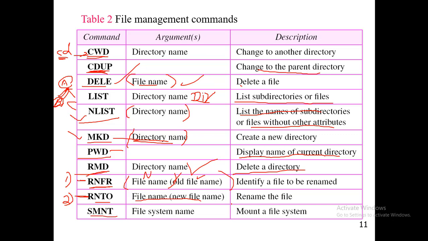And in the last, you can use this command to mount a file system. You know what mounting is. I believe you also have an idea of an ISO file or image file, and how you can mount a file system. This type of thing is done by this command, known as smnt.